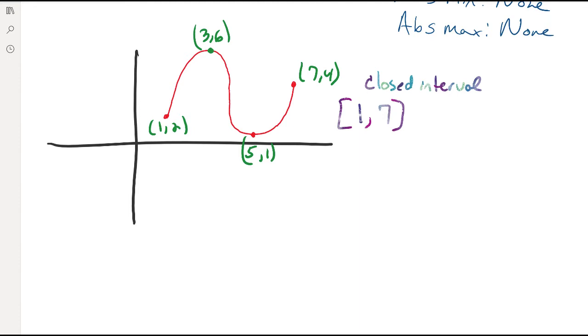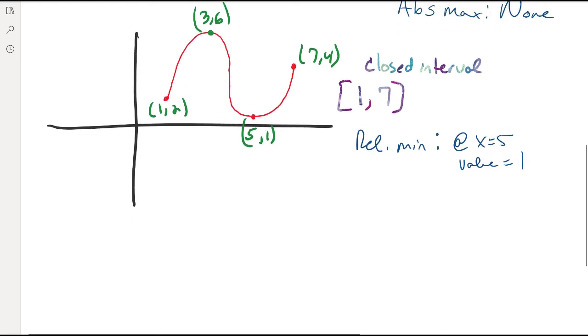So what is our relative minimum? Or do we have one? Yes, we have a relative min because we have a valley. And the relative min, the location is at x equals 5. The value of the minimum is equal to 1. Okay, I'm looking at that valley at the ordered pair (5, 1). Do we have a relative max? Yes, we do. We have a relative max at x equals 3. And the value of the relative max is 6.